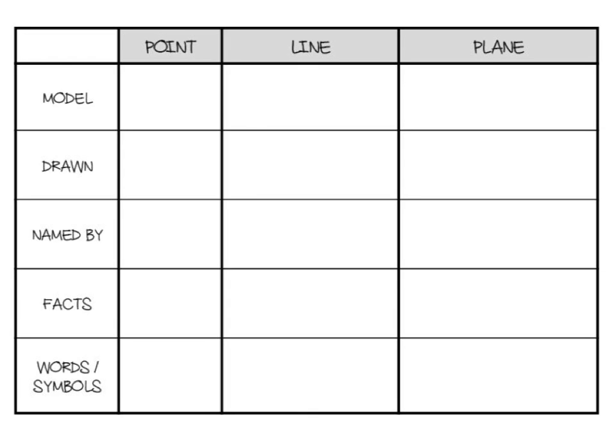The model for a point is a dot, and then it's usually labeled with a capital letter next to it. So as we just stated, it's drawn as a dot. It's named by point P, which in most cases we said a capital letter.